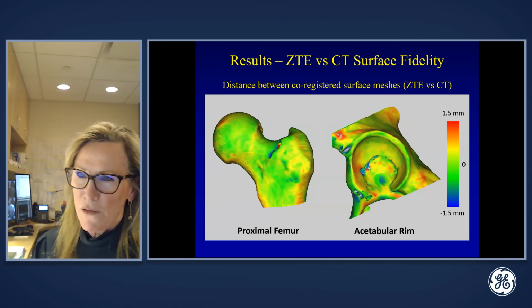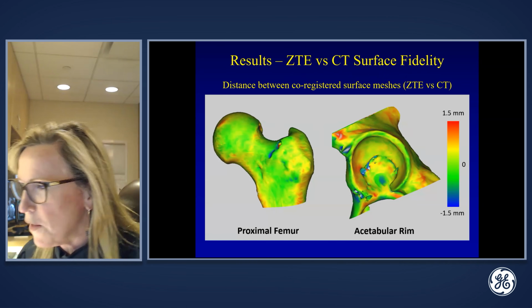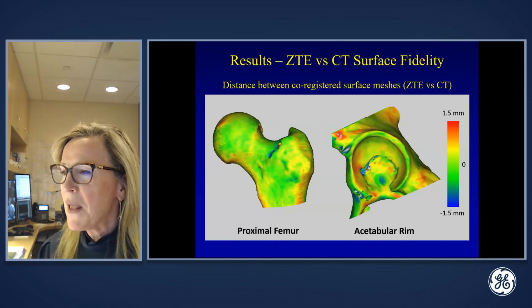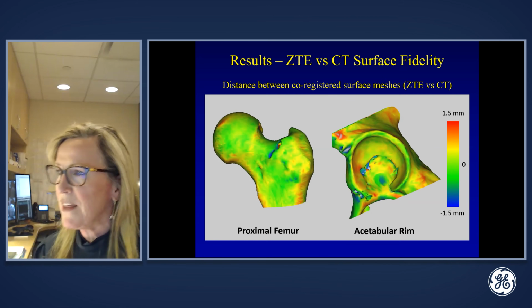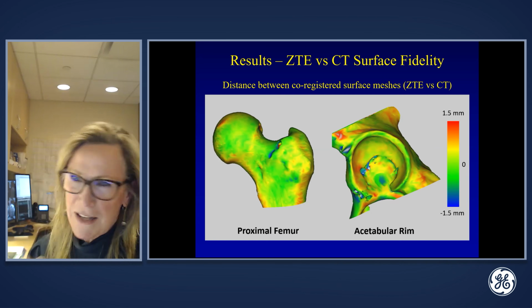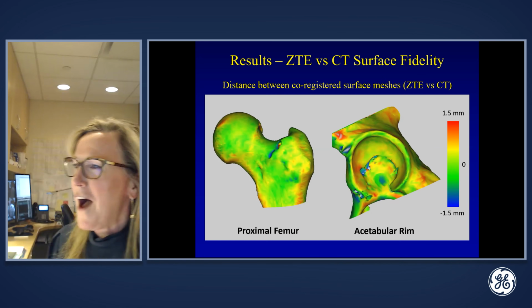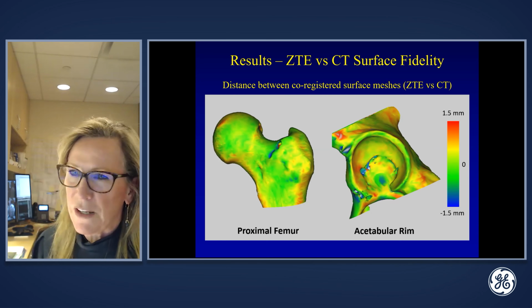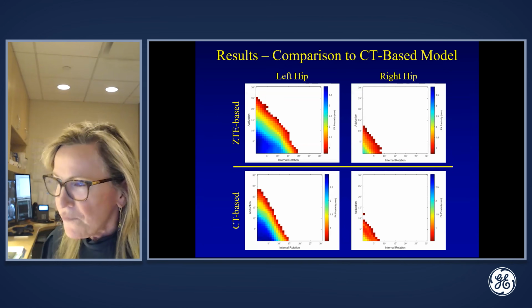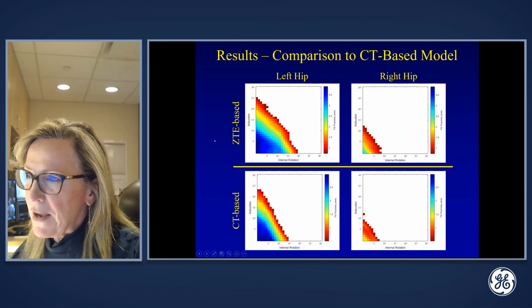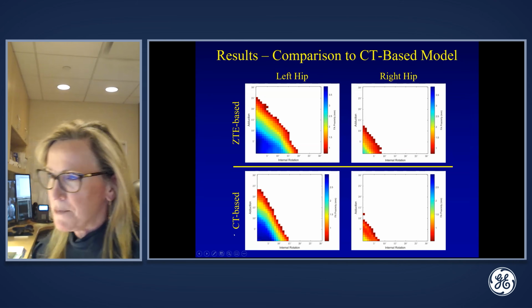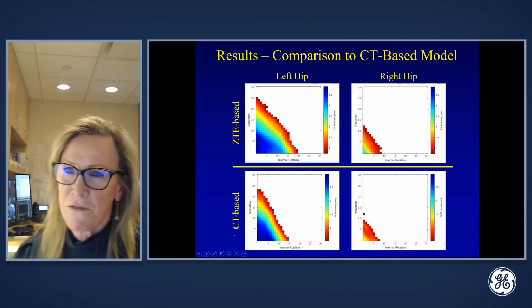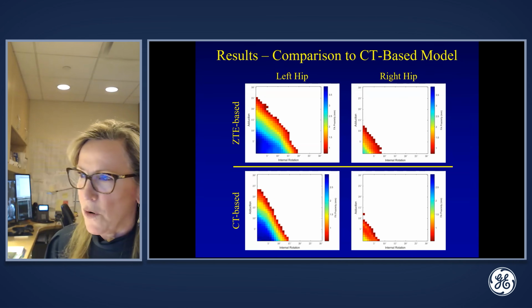So Ryan Breitner from our lab, who's a really wonderful computational scientist, did some really nice co-registration of these surface meshes between the osteo, or what I still refer to as ZTE, and the CT, and showed really great reproducibility. We can compare the osteo to the CT-based model, and you can see how these look very, very similar back and forth.